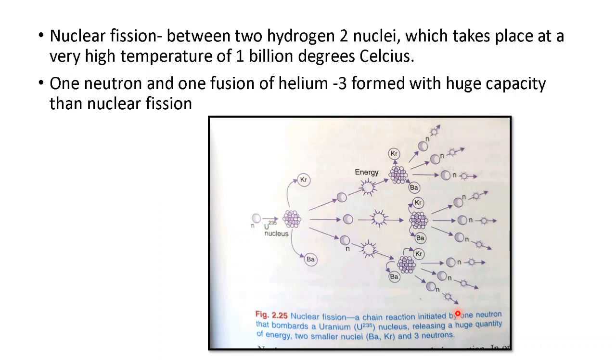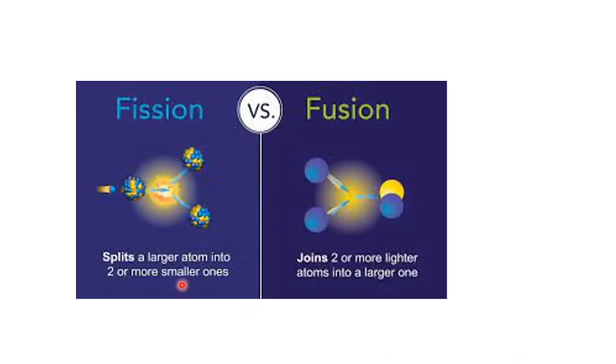that is a nuclear fission. So what is the difference between fission and fusion? Fission is splitting a larger atom into two or more smaller ones, and fusion joins two or more lighter atoms to form a larger one. By fusion and fission, some amount of energy is liberated, and that is used as nuclear energy.